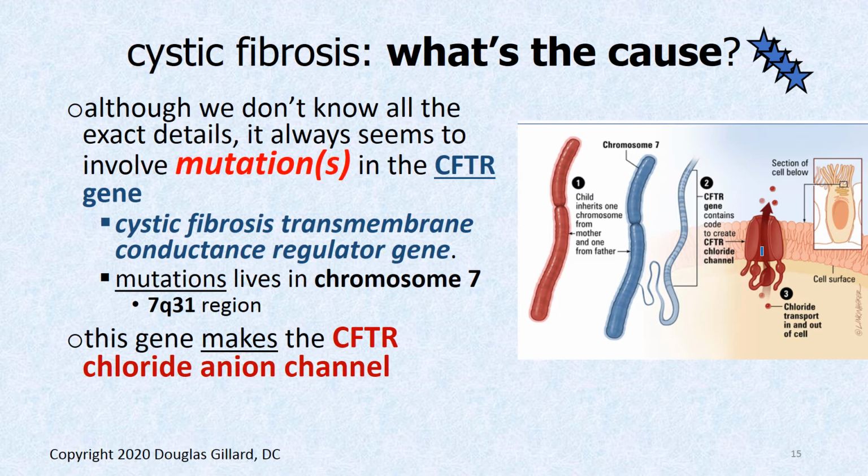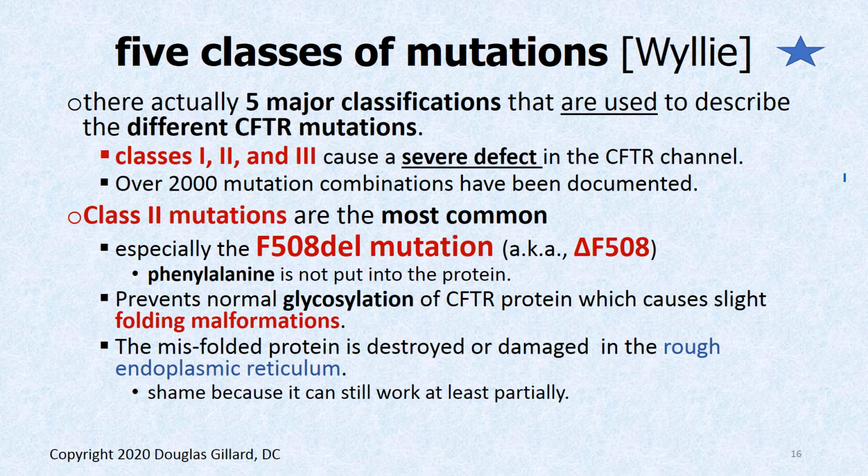It's a chloride anion channel that is found in the cell membrane of epithelial cells, this ciliated columnar-looking cell there, that line the tracheobronchial tree. And remember, if you want to get technical, there's actually 5 classes of CFTR mutations. Class 1, 2, and 3 are the severe, just really bad genes where not many CFTR channels are made at all. There's 2,000 mutation combinations that have been described.